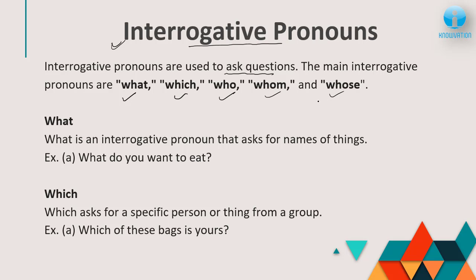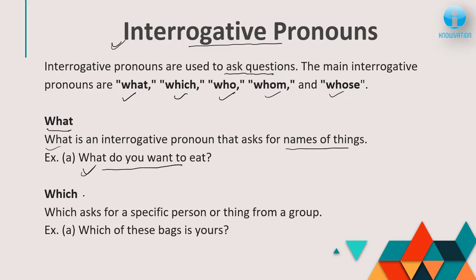Chaliye inko ek ek karke dekhte hain. So first is what. Now what is an interrogative pronoun that asks for the name of things. Now I can ask various things like name of the things in a general manner. So what do you want to eat? There can be n number of things that one person might want to eat, n number of dishes. So here I have used what.